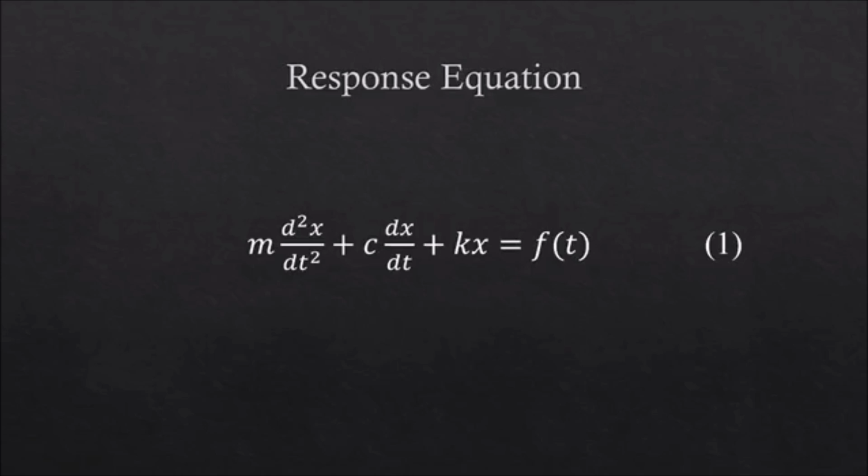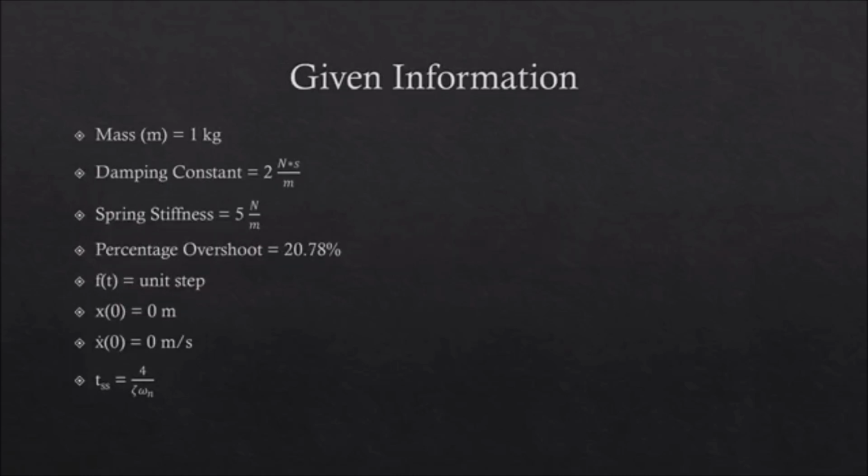To simplify the calculations, I have replaced the mass, damping constant, and spring stiffness of our suspension with slightly friendlier values just to make sure that the calculations were done correctly. However, upon checking my calculations are correct, these values can easily be replaced with the correct values, and the calculations can be done in no time. So like I was saying, I replaced the mass with a value of 1 kilogram, the damping constant with the value of 2 Newton seconds per meter, and the spring stiffness with the value of 5 Newton meters.